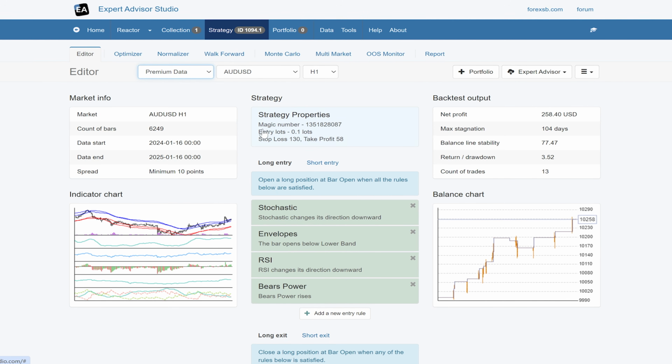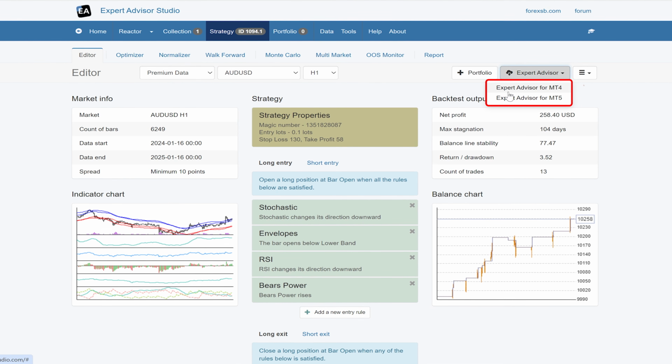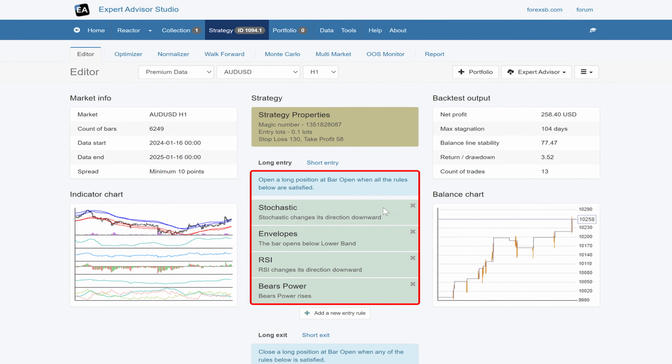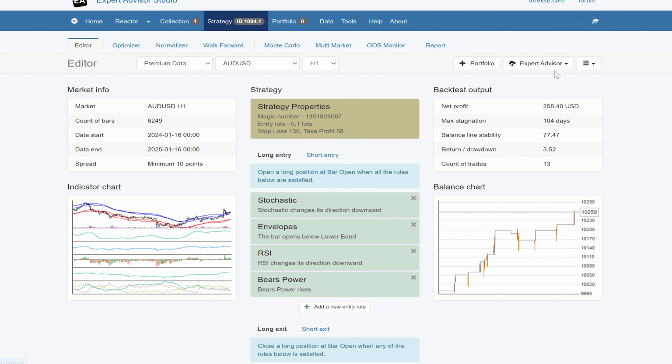Also, just for information's sake, this software allows you to export Expert Advisor code to MT4 and MT5. So you don't need to code these strategies. You can work within this system and set your parameters or let the generator find them, and then you just get ready-to-use Expert Advisors.